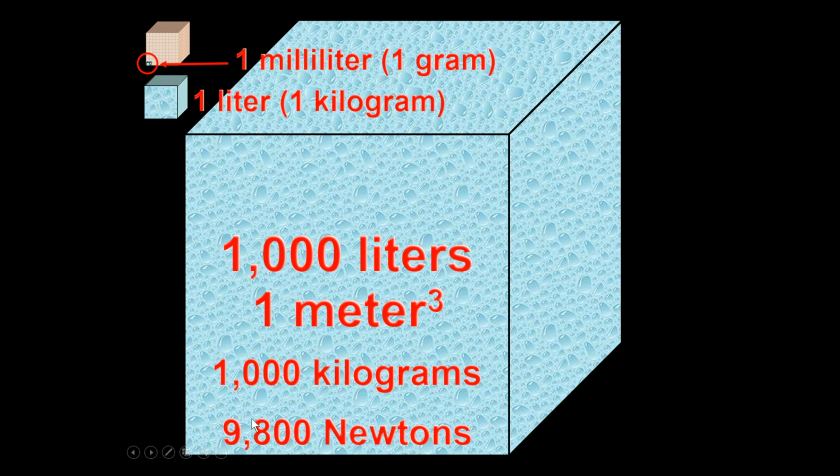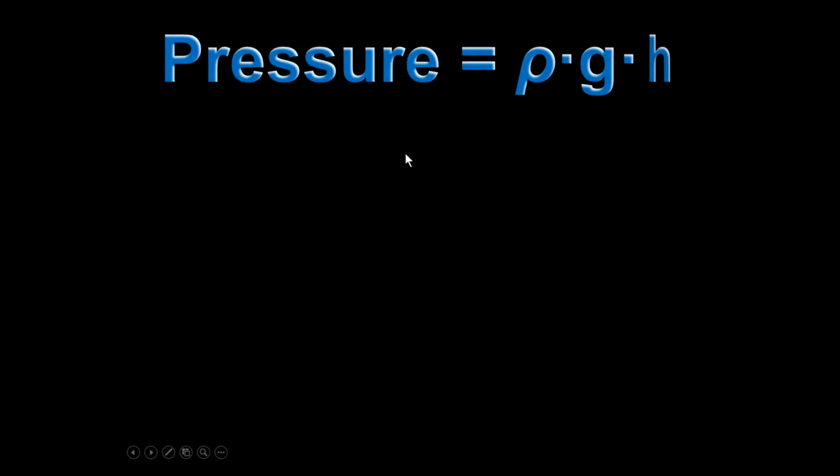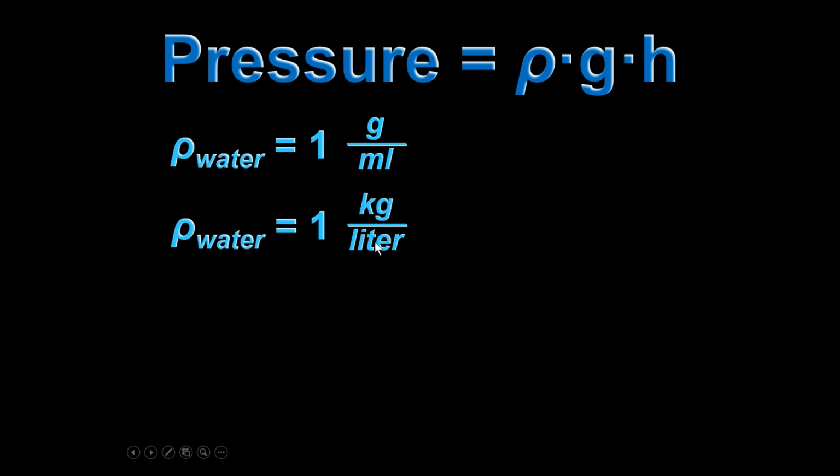9,800 newtons, because remember, 9.8 newtons is the same thing as a kilogram. So if we're going to plug numbers into this equation and we want to calculate how much pressure there is at the bottom of the deep end of a swimming pool, should we plug in the density of water, which is 1 gram per milliliter, 1 kilogram per liter, or 1,000 kilograms per cubic meter? These are all appropriate units for the density of water.